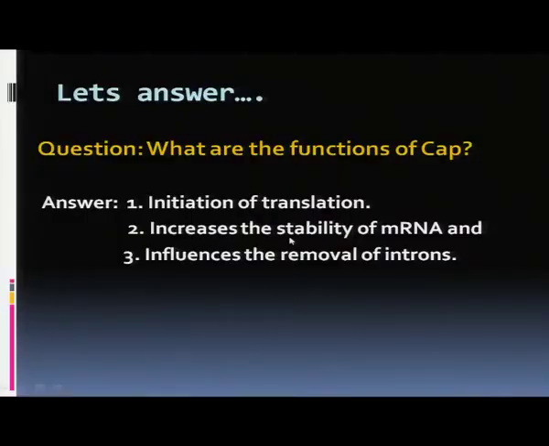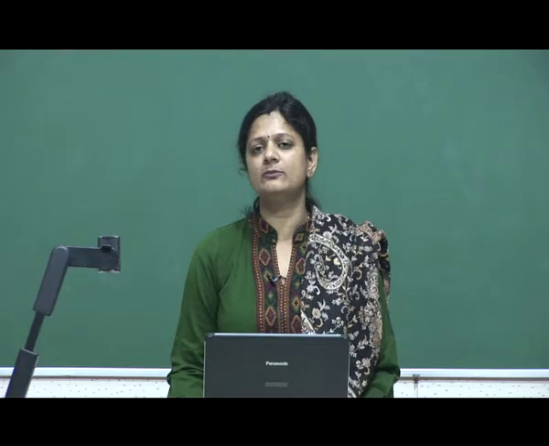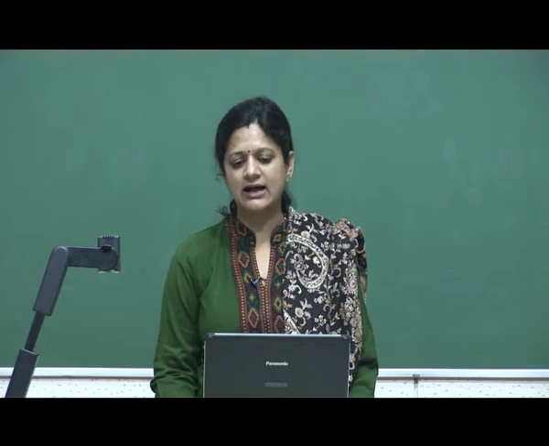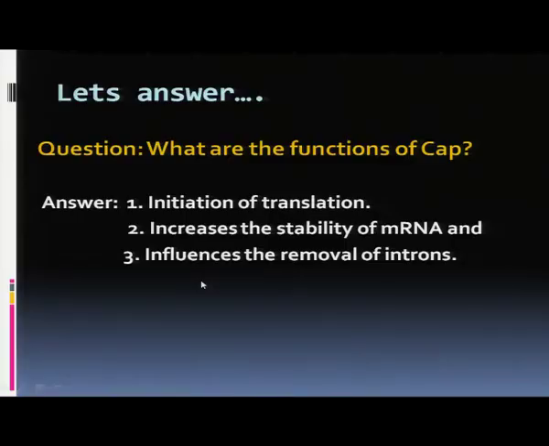The cap also increases the stability of messenger RNA. This cap prevents the degradation of messenger RNA by nuclease enzymes and increases its stability. This cap also influences the removal of introns, as after the formation of pre-messenger RNA in eukaryotes, these introns are removed, and the removal of introns and splicing of exons are influenced by this cap. So, these are the functions of the cap in eukaryotic cells.